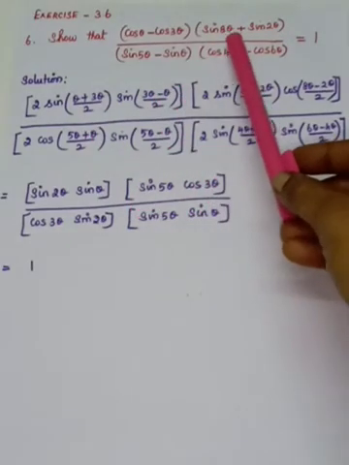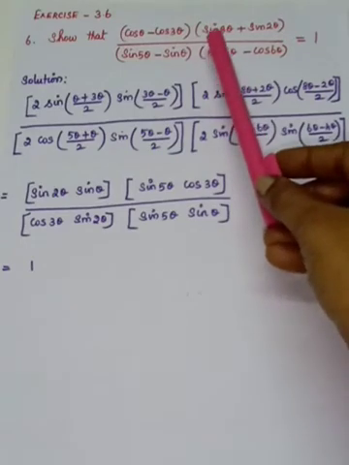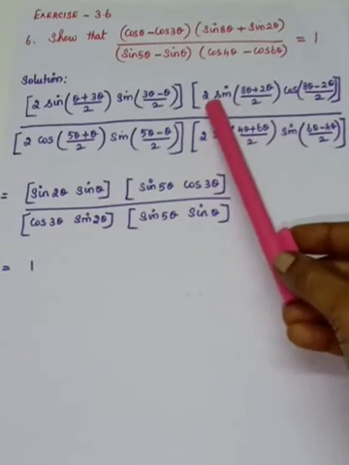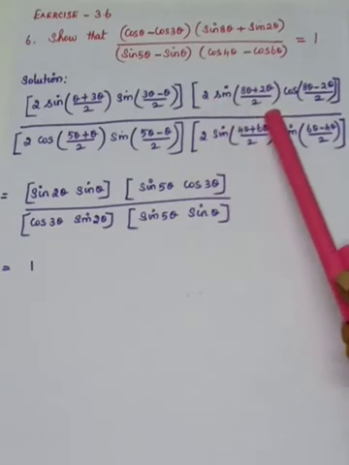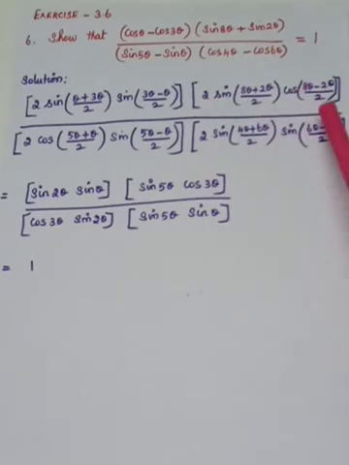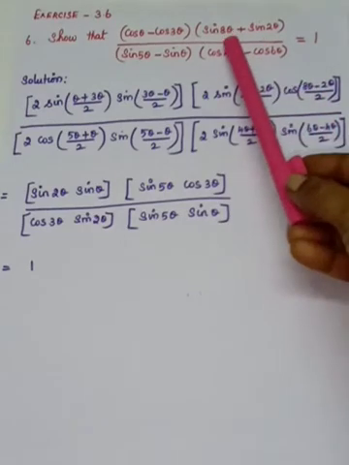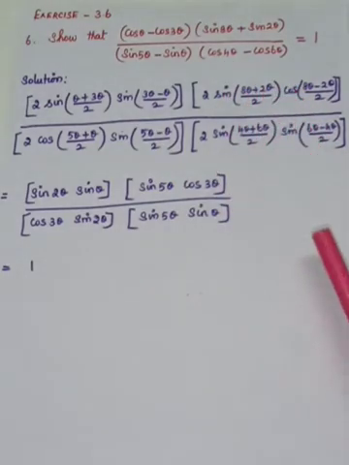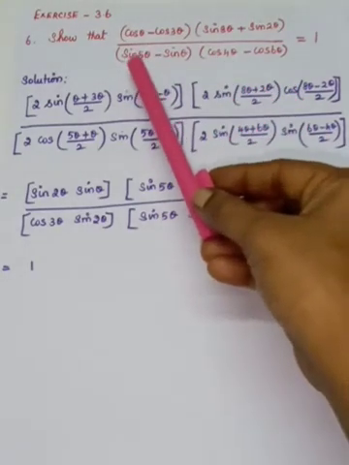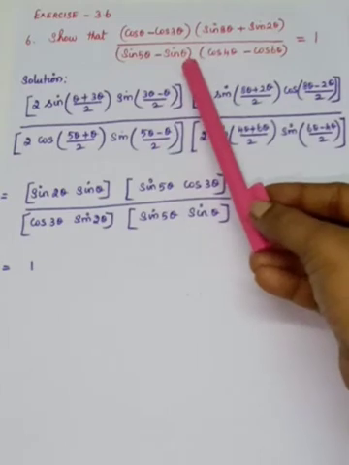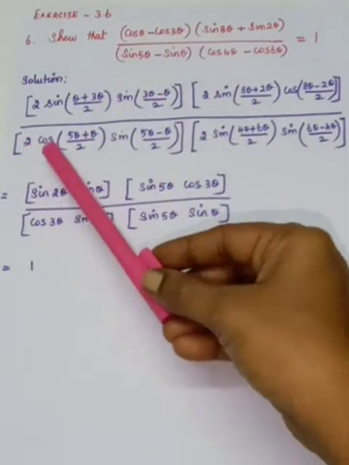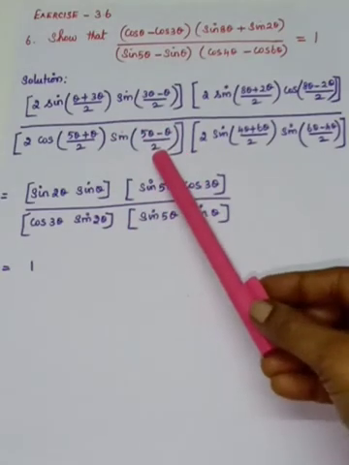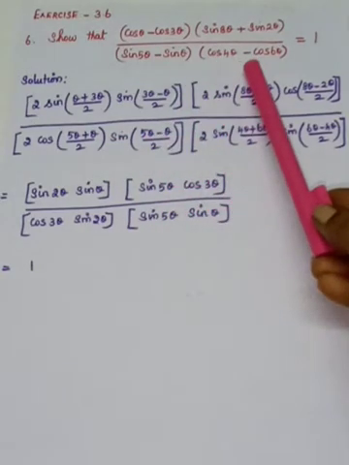If you come to the second term, it is in the form of sin C plus sin D. So you have to use 2 sin C plus D by 2 cos C minus D by 2. Your C is 8 theta and your D is 2 theta. So I have substituted the numerator. Coming to the denominator, it is sin C minus sin D. So the formula is what? 2 cos C plus D by 2 sin C minus D by 2.